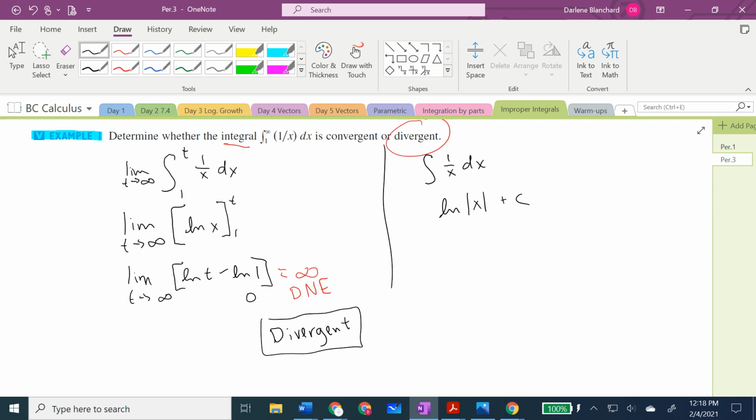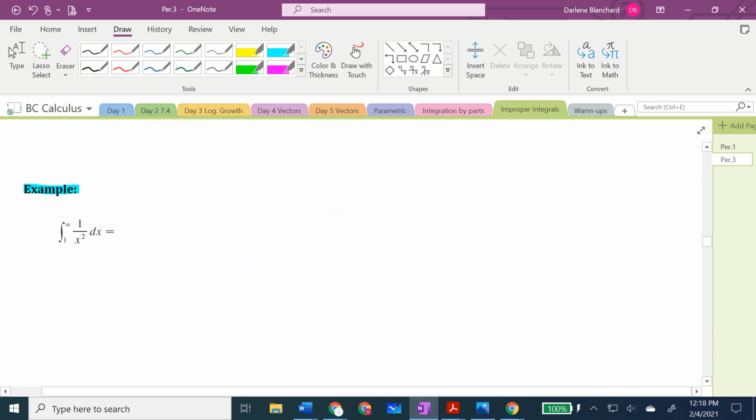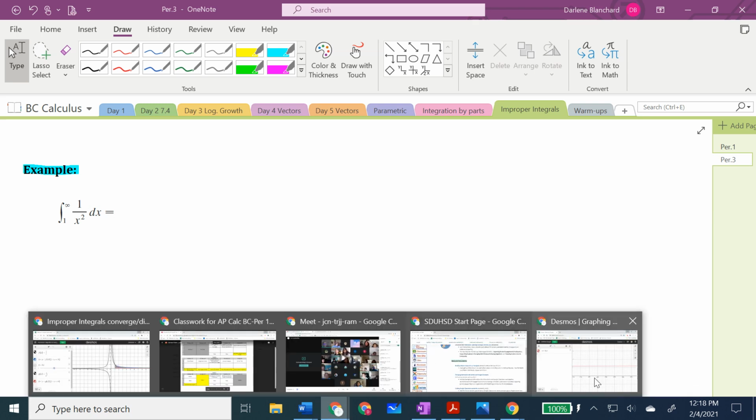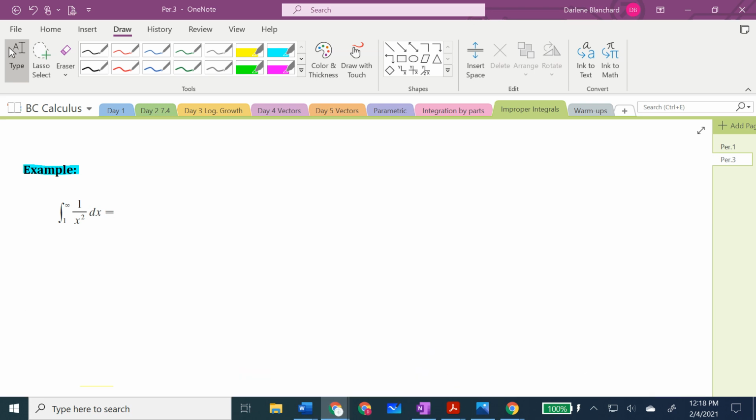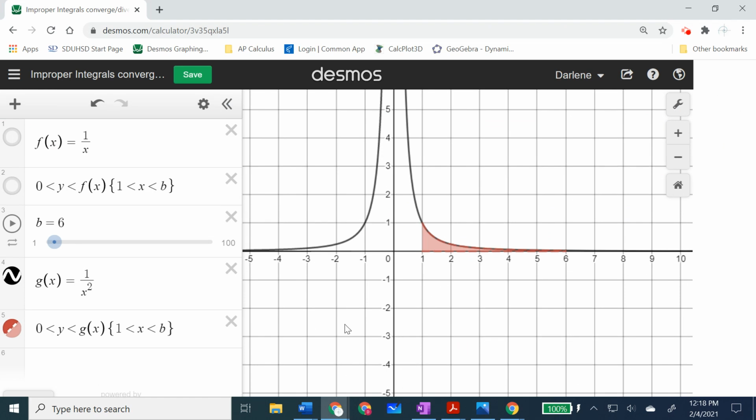Let's do another one. Oh, that was my solution ready to go. Okay. Now let's integrate 1 over x squared. 1 over x squared isn't too different from 1 over x, right? Where did my Desmos graph go? So give me 1 second. I'm setting up my Desmos. Okay. Here's the graph of 1 over x squared.